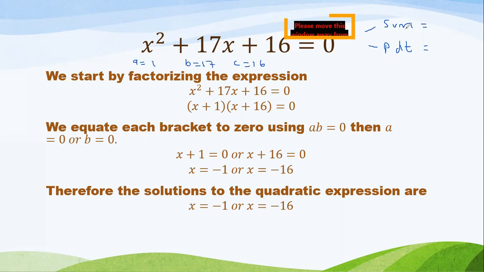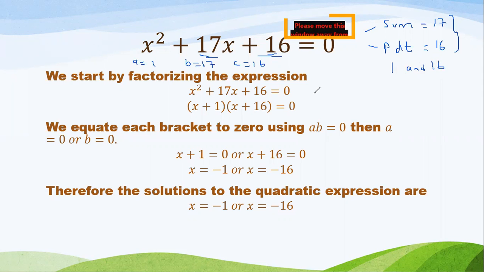If the quadratic coefficient a is equal to 1, then the sum is always the coefficient of x, meaning the sum of the solutions to the quadratic equation is 17. The product of the solutions is always the constant when a equals 1, meaning this is 16. So we look for 2 numbers which, when we add, we get 17, and when we multiply, we get 16. The 2 numbers are 1 and 16.